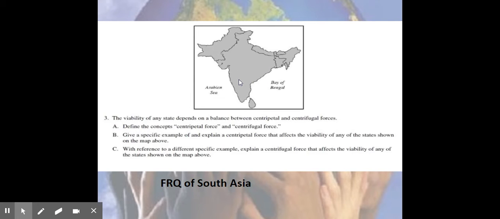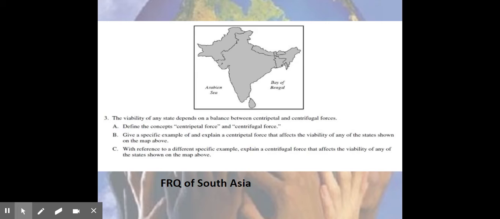Now again, notice that the map, while it tells you Arabian Sea and Bay of Bengal, doesn't give you the names of the countries, which is why it's very important. It's emphasized that you know your political maps. So this is a map of South Asia that includes India and Pakistan. And hopefully as you go through the course, you'll be able to know that.